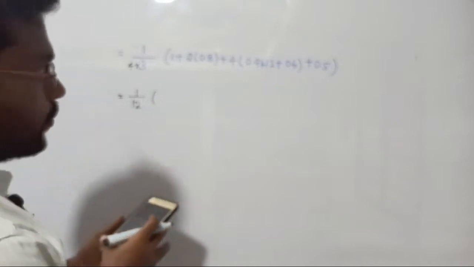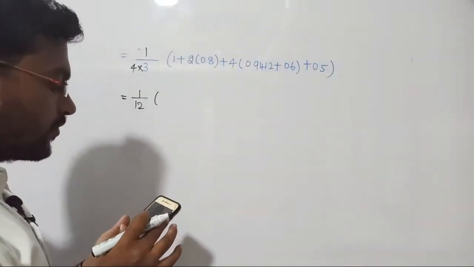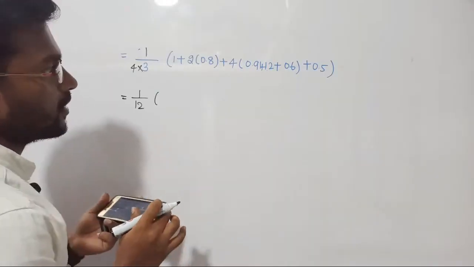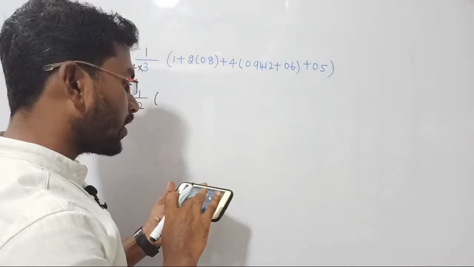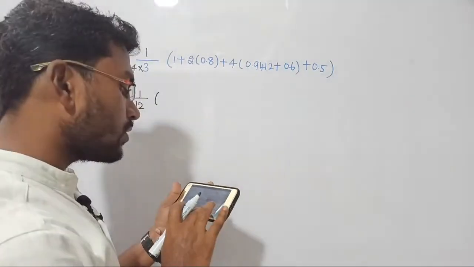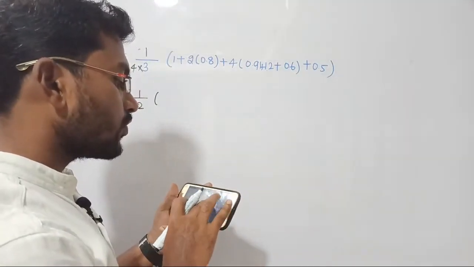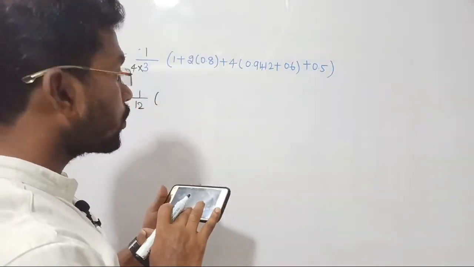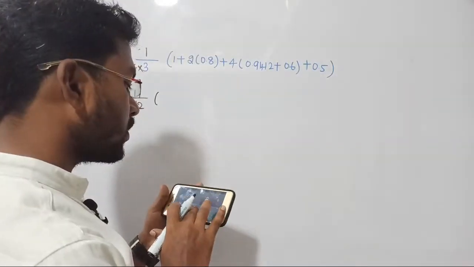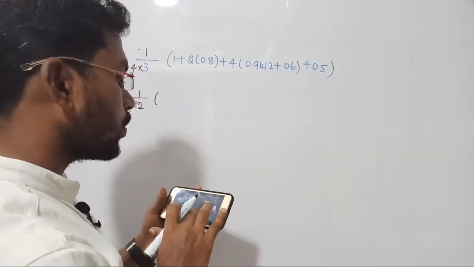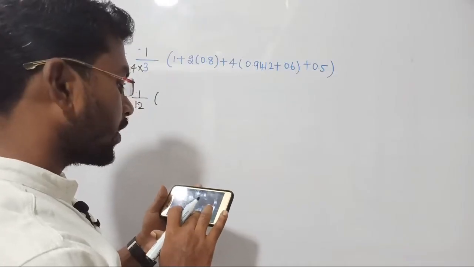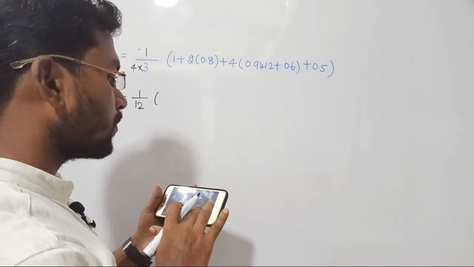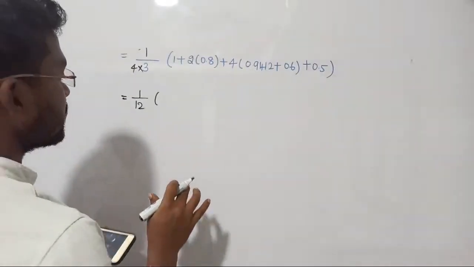Oh, many of you got the answer? Feeling happy, no problem. Anyway, for my satisfaction, I'm just completing the integration. One second. 0.9412 I should add with 0.6. I'm getting 1.542 and I have to multiply it by 4, then plus 1.6 plus 1 plus 0.5, divided by 12. Yeah, we are getting 0.7720, right?